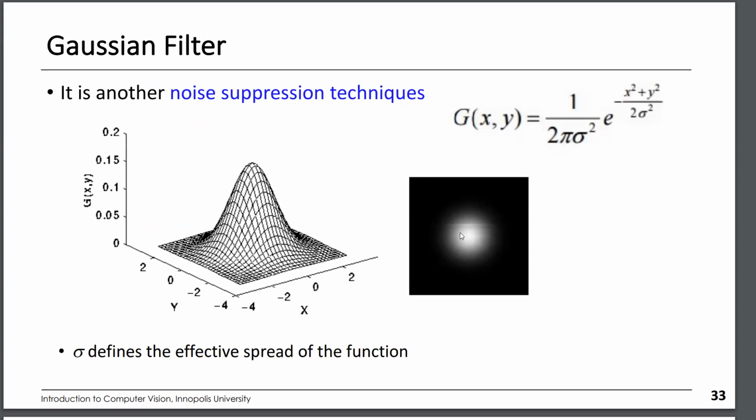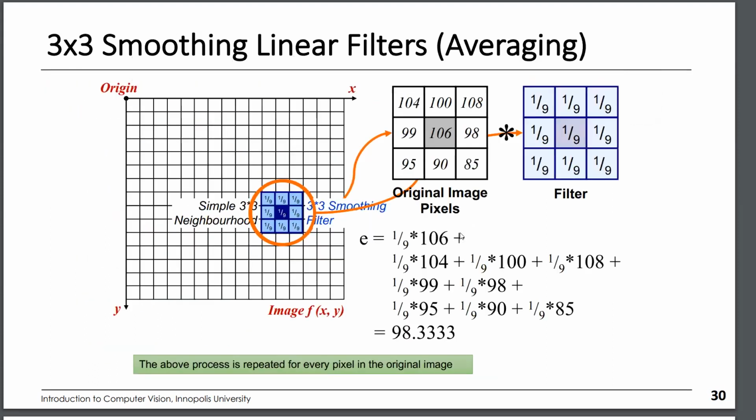A Gaussian filter is very similar. Now that we have finished with this simple linear filter, what is it called?